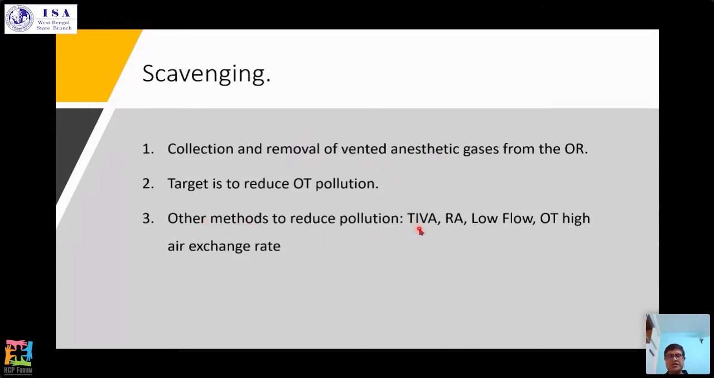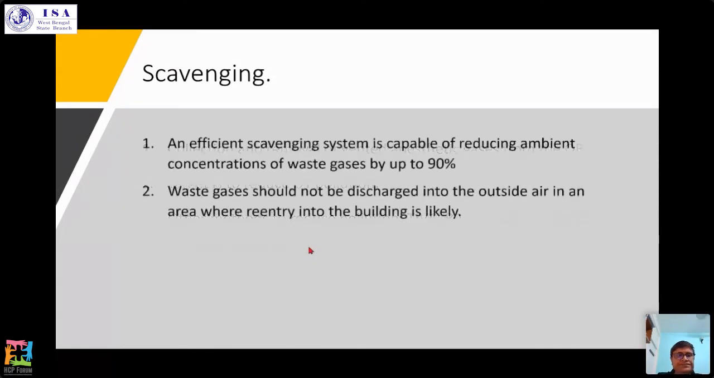There are other methods as well to reduce pollution: total intravenous anesthesia, regional anesthesia, using low flow, which should be used anyway, and high OT air exchange rate. This is my personal opinion that all these things should be used even in the presence of a scavenging system. Now, an efficient scavenging system is capable of reducing ambient concentration of waste gases by up to 50%, up to 90%.